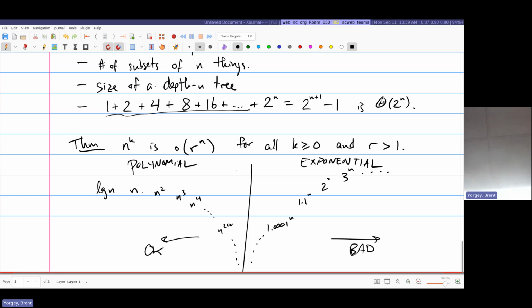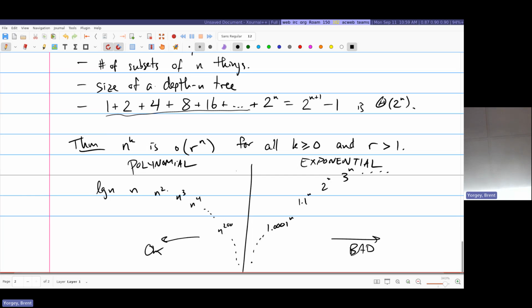So in practice, if you have a polynomial time algorithm, life is great. You can do a lot of things with it. If you have an exponential time algorithm, you just can't really do much. But as we'll learn, there are some problems where we don't actually know any algorithm other than an exponential one, and we don't think that there are any better ones.